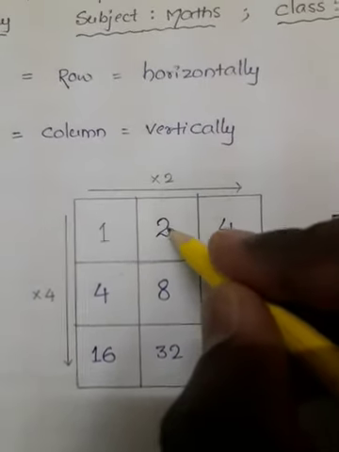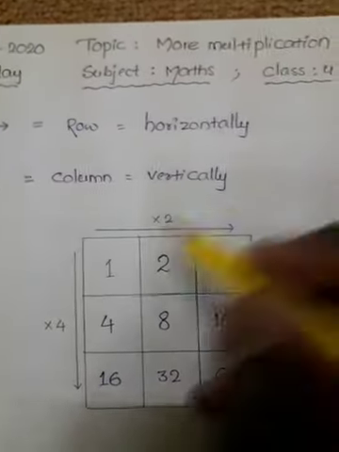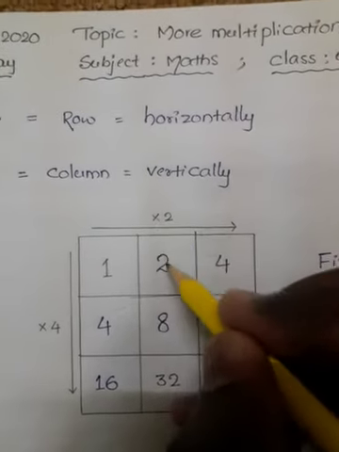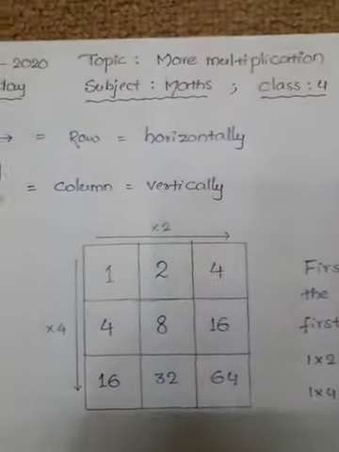So, wherever you stop, you start from there only. Don't go back. You cannot write 1 multiplied by 2, again 2 here. So, 1 multiplied by 2 is 2, then 2 multiplied by 2 is 4. Wherever you stop, you can start from there only.